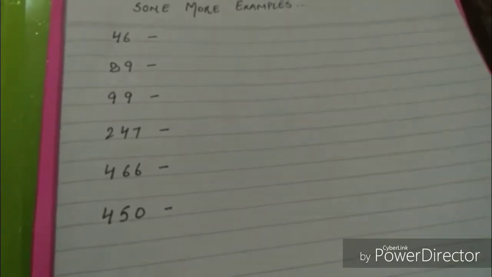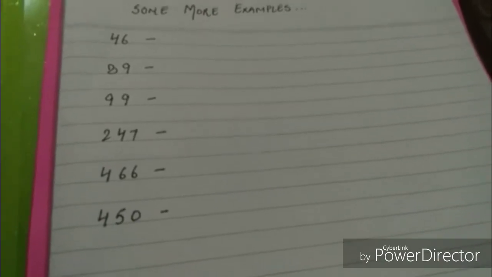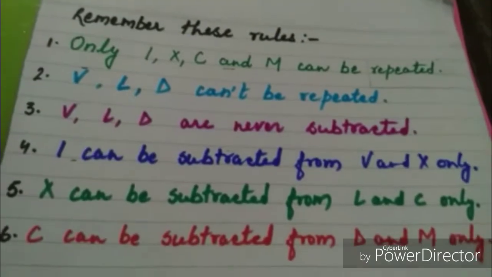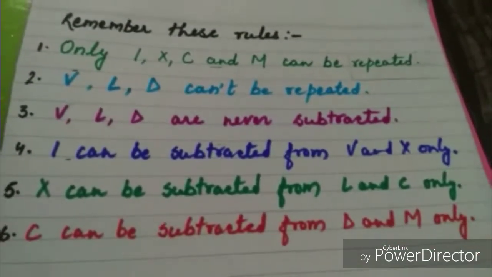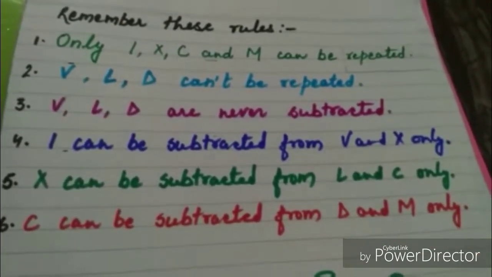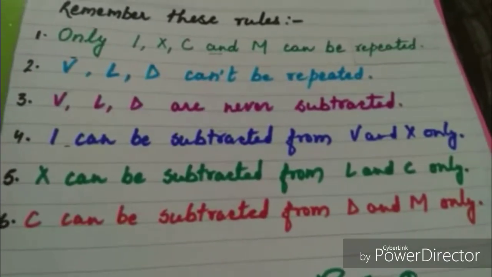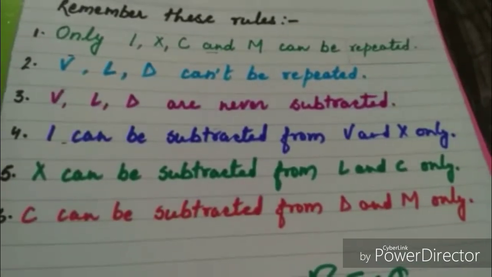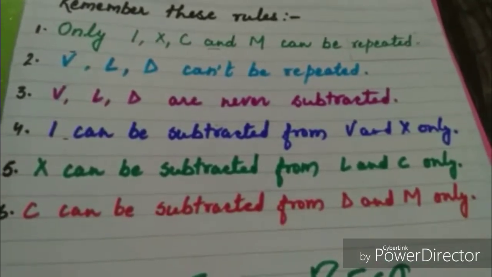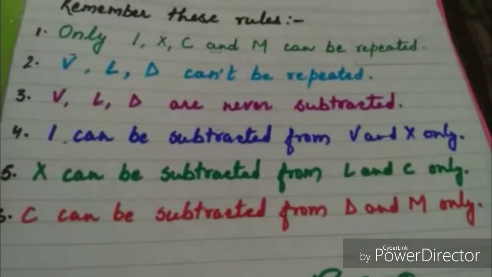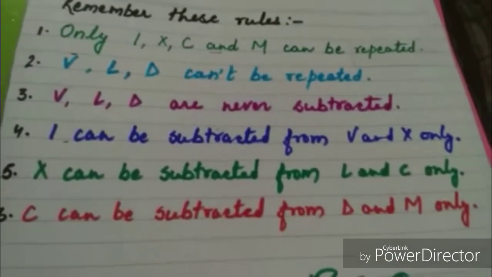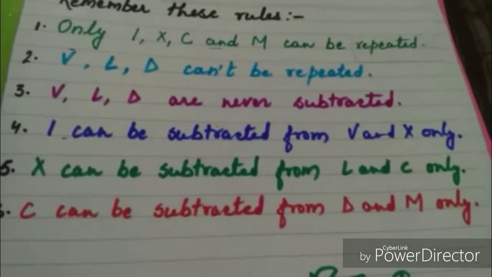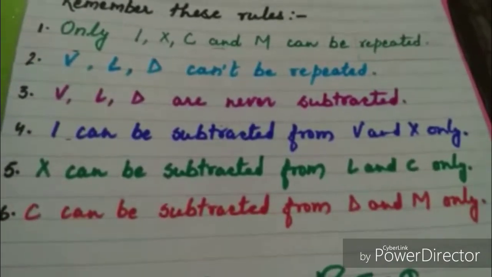And before ending this video, I just want to summarize with some rules. These are the basic rules. So remember these rules always. It will help you. Only I, X, C and M can be repeated. V, L, D cannot be repeated anytime. Please remember, you cannot write VV. You cannot write LL or DD. These letters cannot be repeated.